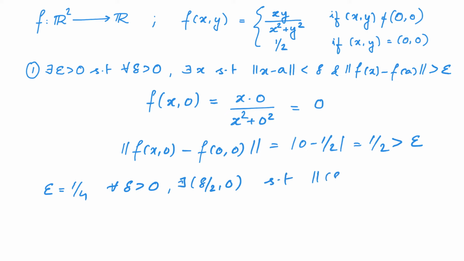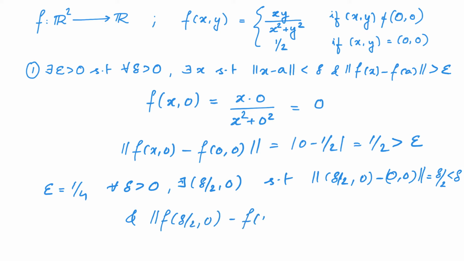norm of (delta by 2, 0) minus (0, 0) is equal to delta by 2, which is less than delta, and norm of f of (delta by 2, 0) minus f of (0, 0) is equal to half, which is greater than epsilon. Thus, we have proved that this function is not continuous at (0, 0).